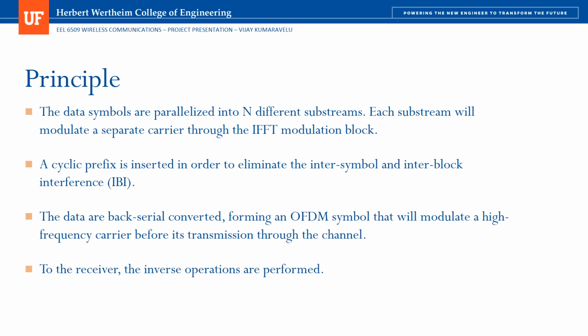The cyclic prefix is inserted in order to eliminate intersymbol interference and intercarrier interference. The data is then converted back to serial form to form an OFDM symbol, but this symbol is in the form of baseband data, which cannot be transmitted over a channel. Therefore, it will modulate a high frequency carrier before its transmission through a channel. In the receiver, as I said before, reverse operations are performed.